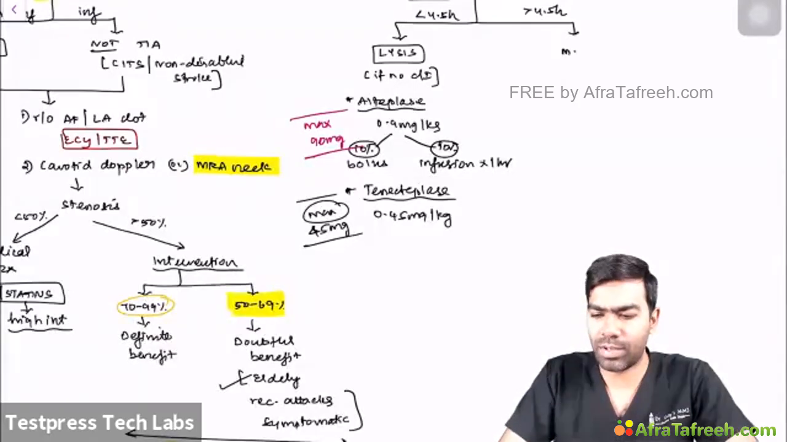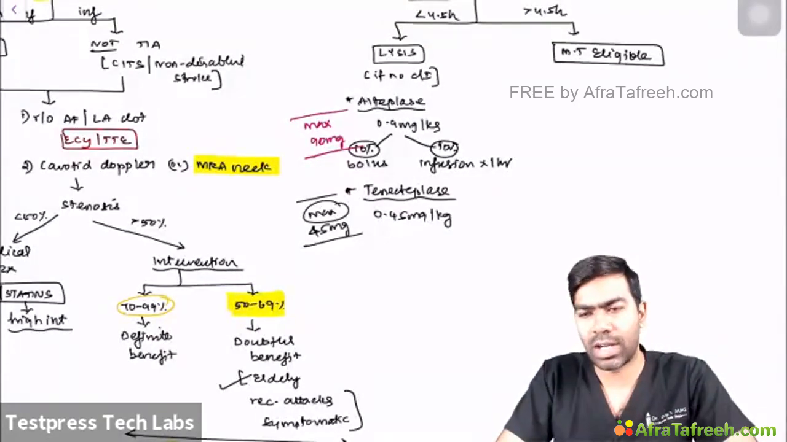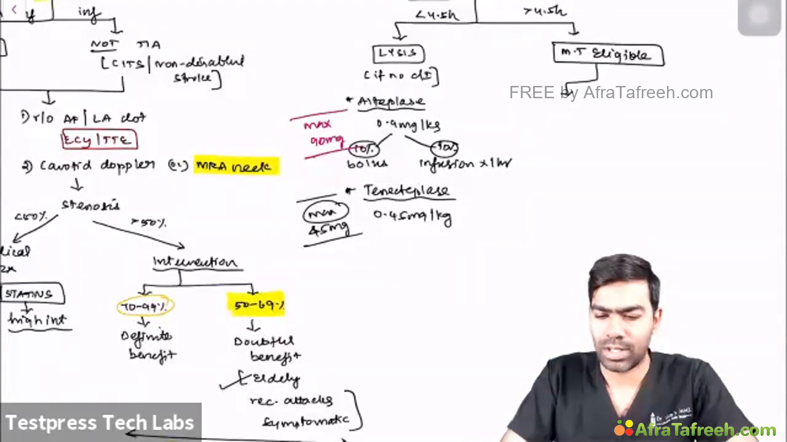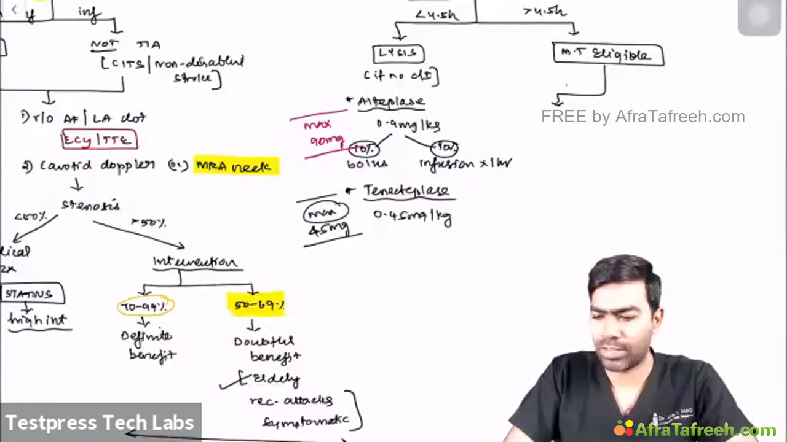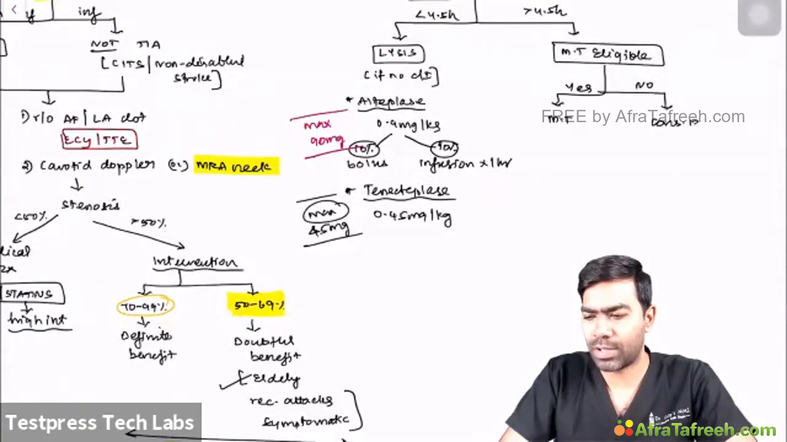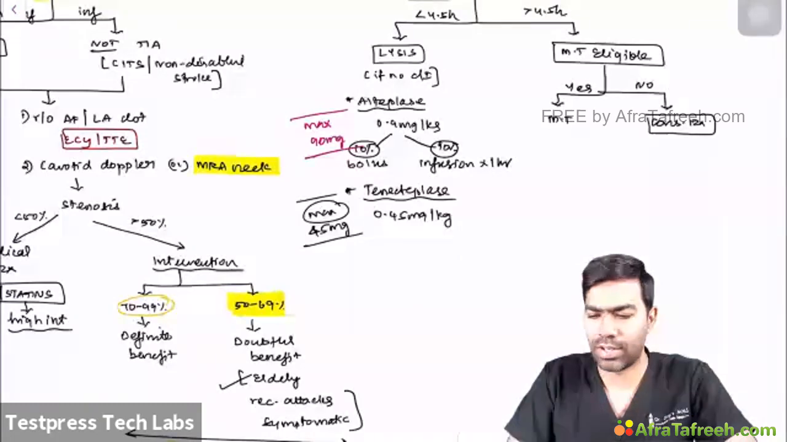So I will check whether the patient is eligible for mechanical thrombectomy beyond 4.5 hours, and this can be up to 24 hours. I'll tell you how. You have to see whether the patient is eligible for mechanical thrombectomy or not. I'll tell you the criteria for eligibility. If yes, then you can go ahead with the mechanical thrombectomy. And if no, then it's better to go for conservative treatment.